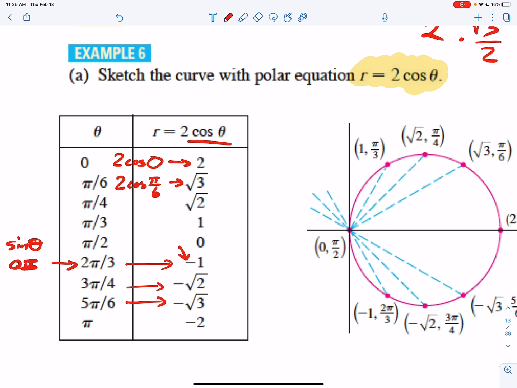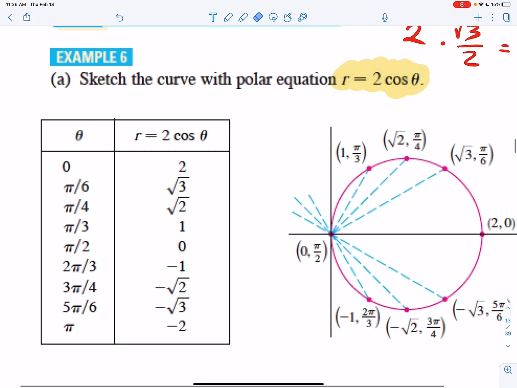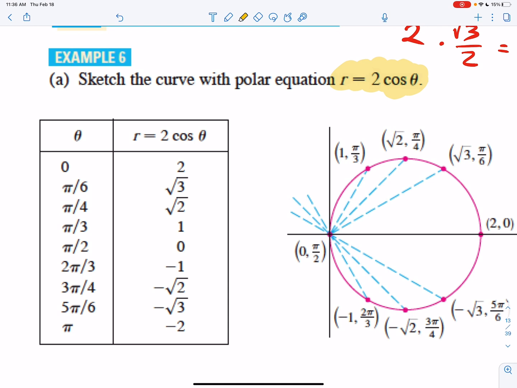Anyways, let's plot these points because that's the whole idea of this, okay? So we have these points. I'll plot the first few with you, okay? So at angle 0, I'm on the positive x-axis, and I'm going to stay there because the 2 is positive, and that's where I plot my point right over here, okay? At pi over 6, pi over 6 is somewhere in the first quadrant, and I'm going to stay there because the radical 3 is positive, so I go out a distance of radical 3, which happens to be right there.